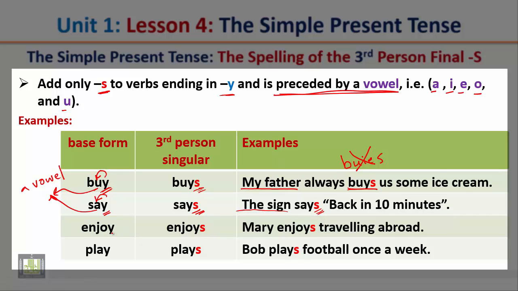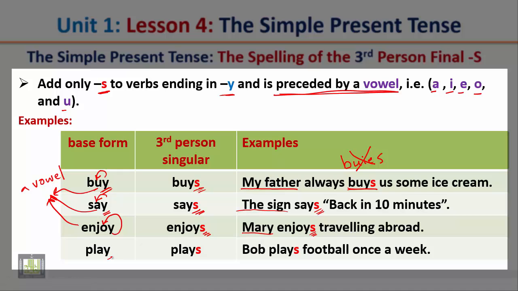Enjoy. Again, this verb ends in y and is preceded by what? By a vowel. Okay, is preceded by a vowel. So keep the y and add only s. Example, Mary enjoys traveling abroad. Mary is a singular noun, so we need to add s to the verb.